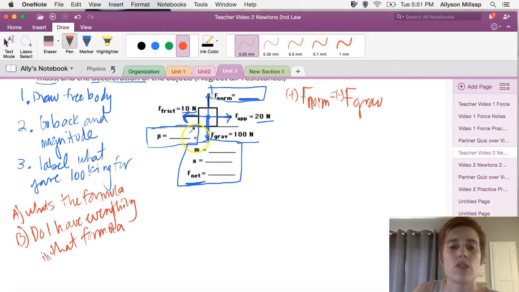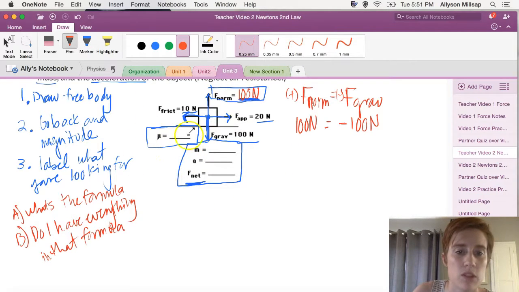Do we have the gravitational force? Yes, we do. It's 100 newtons downward, right? And another way to say it is it's negative 100 newtons. So what's our normal force? Well, we know that the normal force, according to our formula, is in the opposite direction of your gravitational force. So it's 100 newtons upward. Well, that one was pretty easy. Now let's look and ask ourselves another thing. It can just be random. You can just pick anything on here.